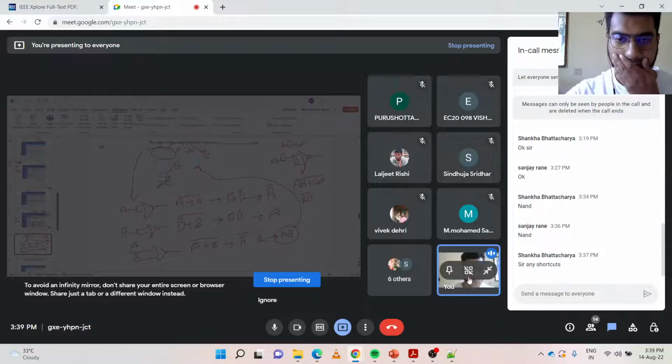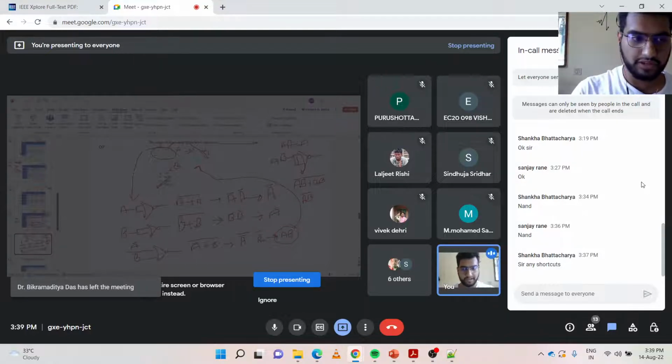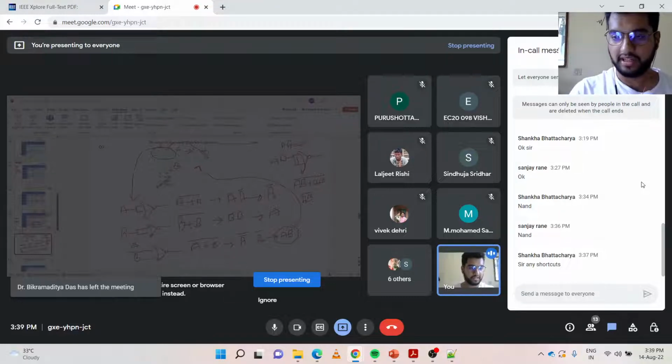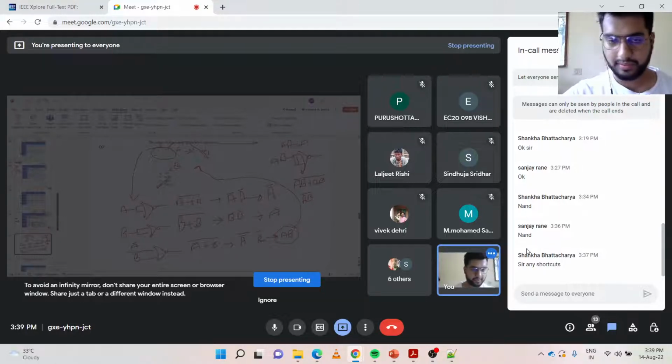So am I clear, or any other doubts regarding this question? You guys know NAND and NOR gates are universal gates. You can construct any of the gates from these two gates. Now moving forward to question number 8.